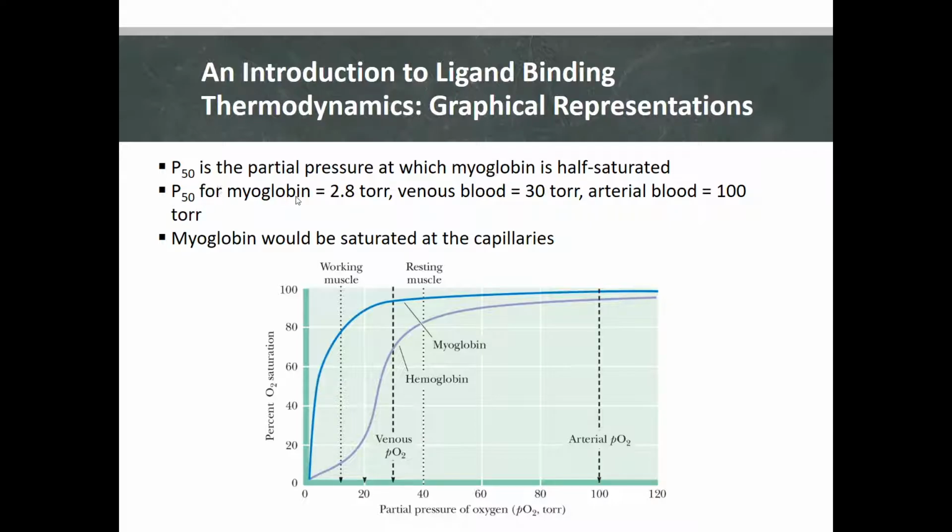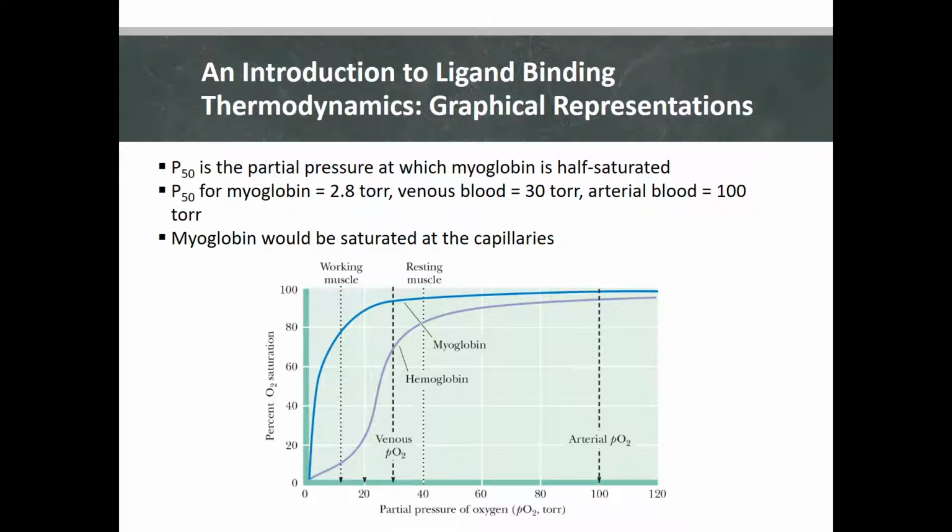So this for myoglobin is 2.8 torr, where your pressure is being expressed in units of torr. And for hemoglobin, if you extrapolate over, you'll see something that is greater than 20 torr. It's just shy of about 25 torr.